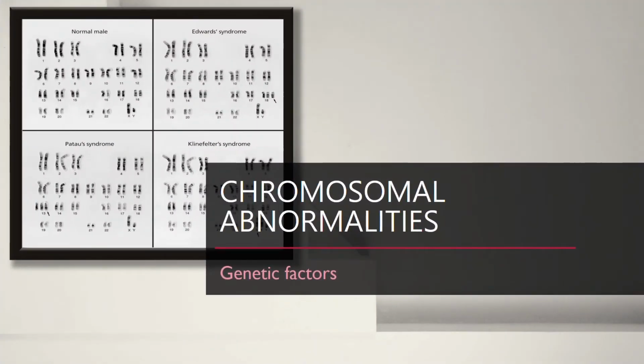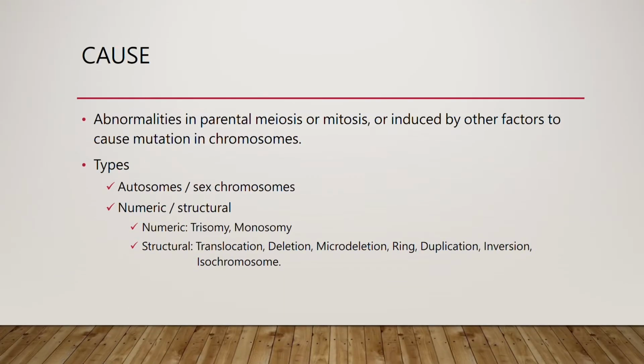Chromosomal abnormalities. It is a type of genetic defect of infants, often caused by abnormalities in parental meiosis or mitosis in the fetus, and it can be induced by other factors to cause mutation in chromosomes. The subtypes can be classified into 2 groups: the autosomal and sex chromosome origin, or numeric and structural division.